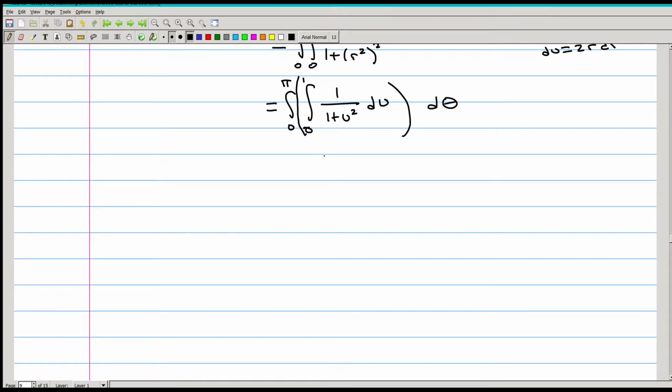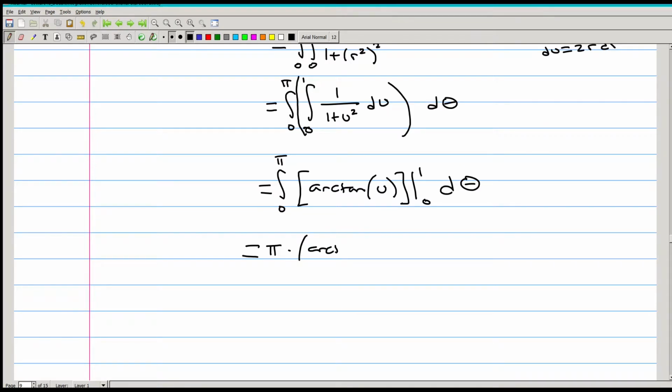And this can be proved using trigonometric substitution, but this is typically done in a Calc 2 class, so we're just going to take this as known. I can go over the details with that if you like, but this is arctangent of u now evaluated from 1 to 0. Which is just going to be pi times arctangent of 1 minus arctangent of 0.